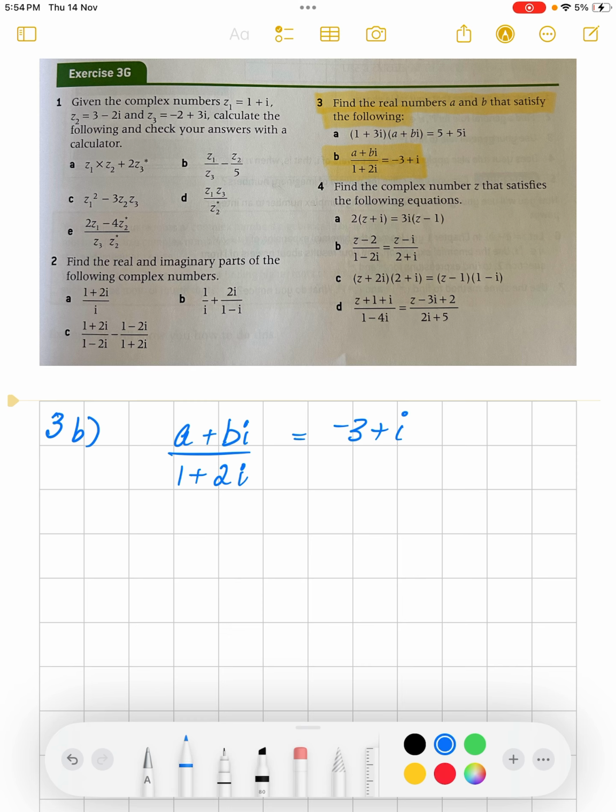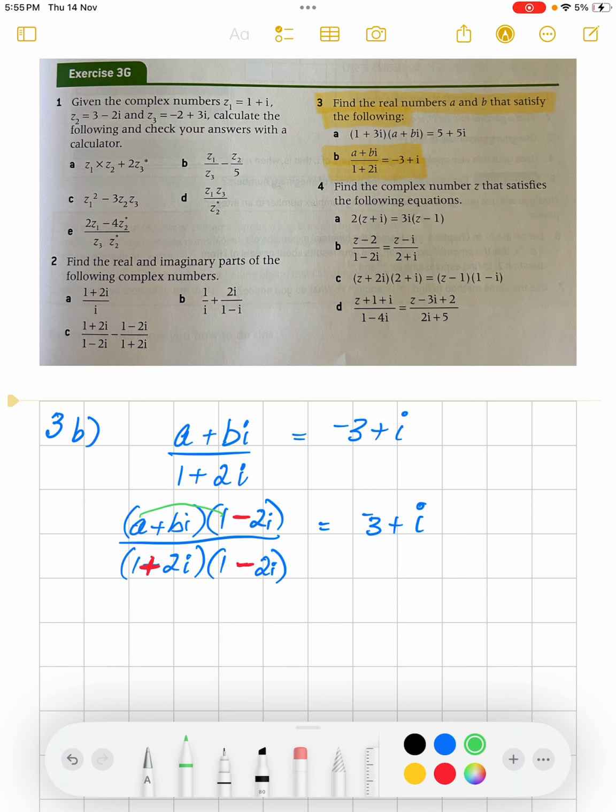So I'm going to take the fraction a plus bi over 1 plus 2i and multiply it by the conjugate of 1 plus 2i. So that means instead of 1 plus 2i, it will be 1 minus 2i, and we'll put that on the numerator as well. So we don't change the fraction. Whatever you do to the denominator, you do to the numerator. Now let's expand each of these.